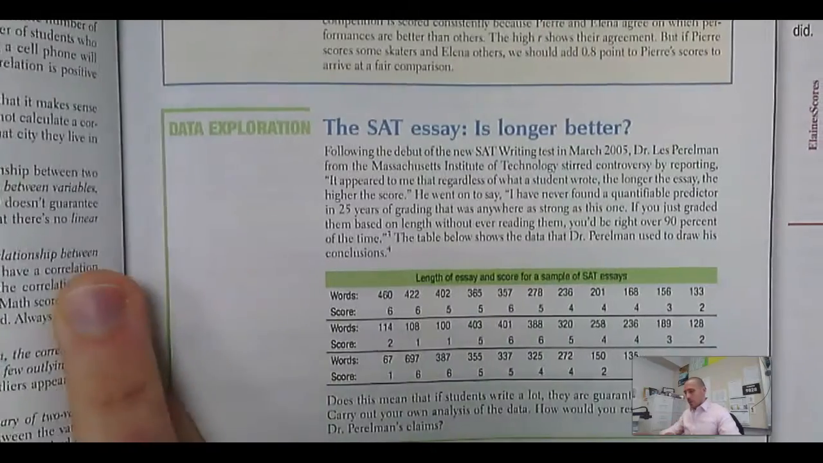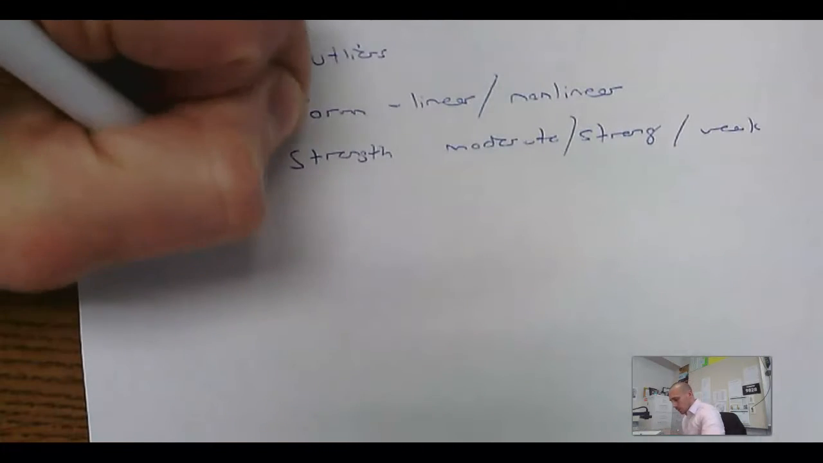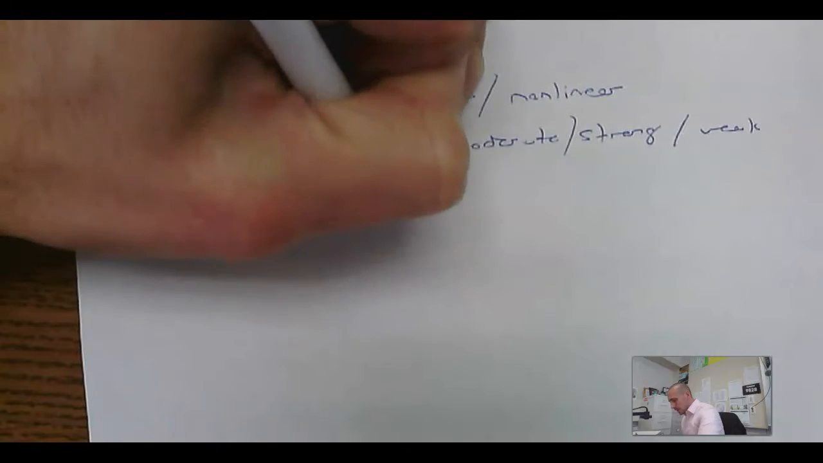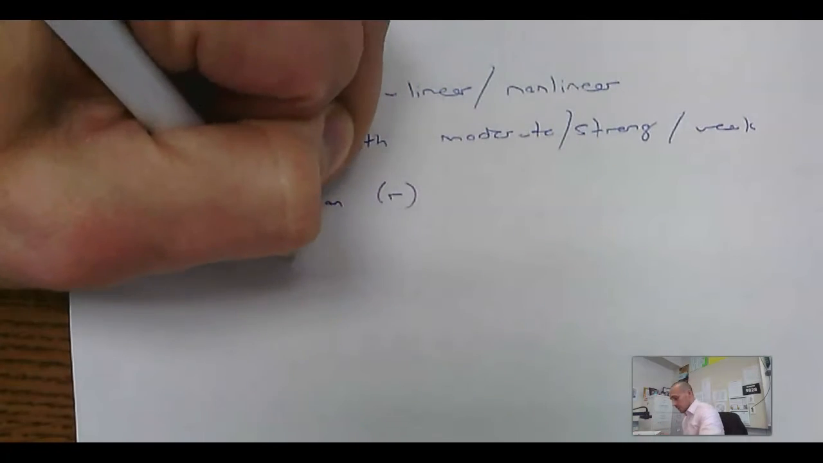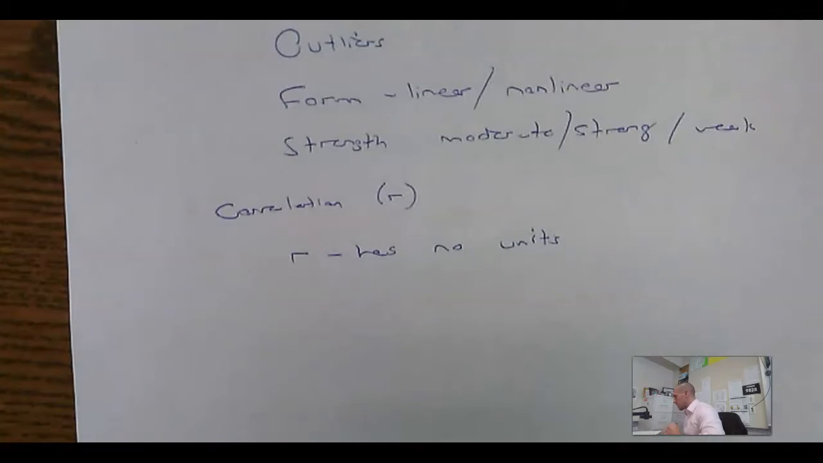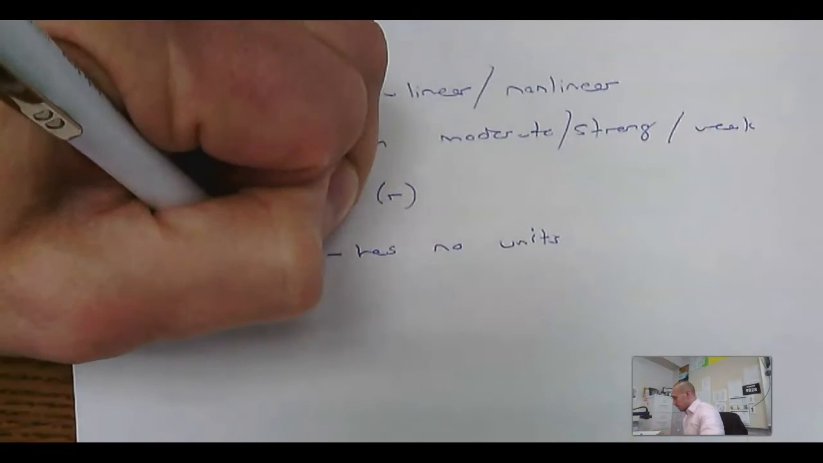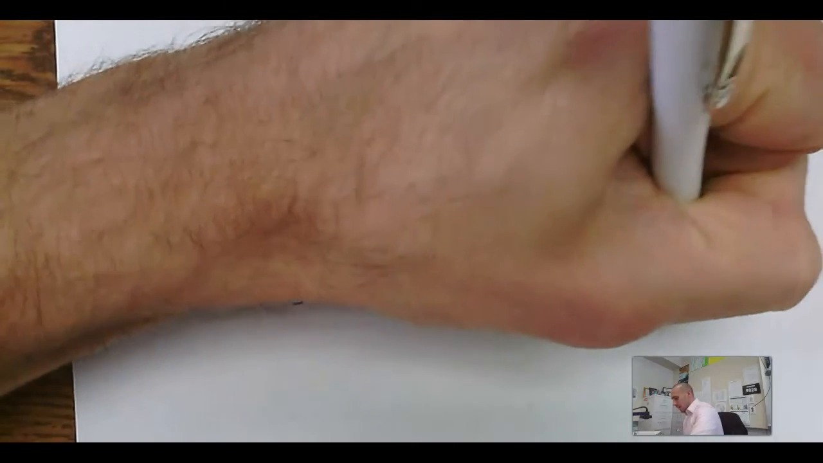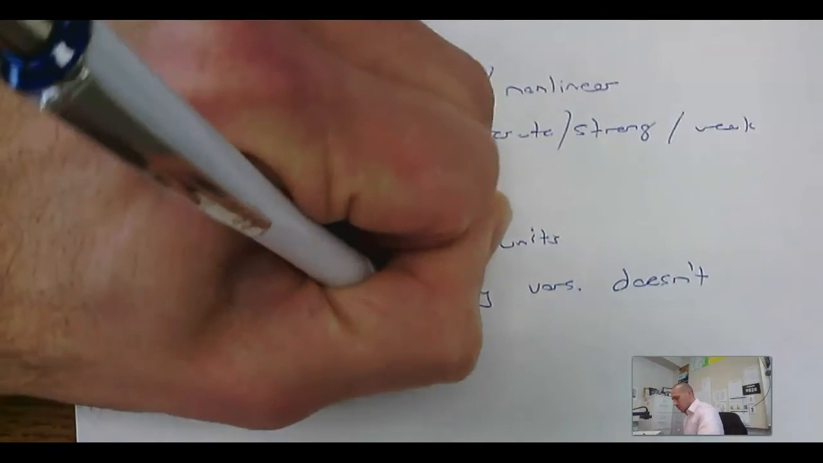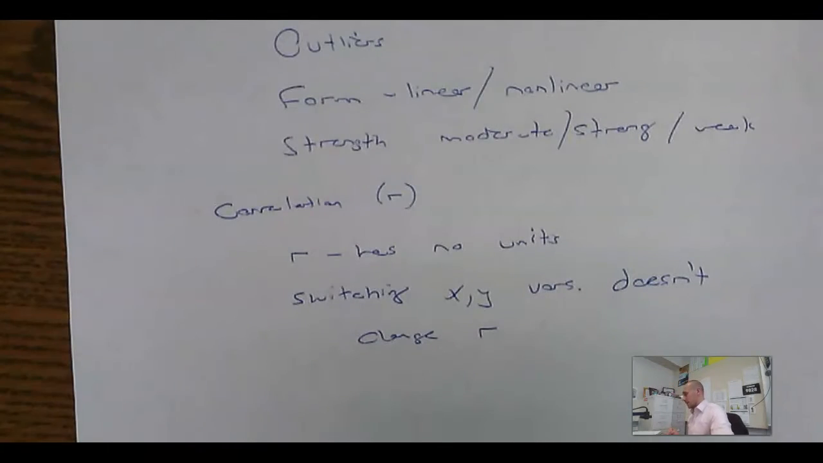Okay, facts about correlation. Yes, this is good stuff. Okay, so correlation is denoted by lowercase r. And the way that we talk about correlation is this. Correlation has no units. It's just a measure of strength. It has no units whatsoever. Switching the x and the y variables does not change the correlation. Keeps it the same. The amount of variability between the data points has not changed.